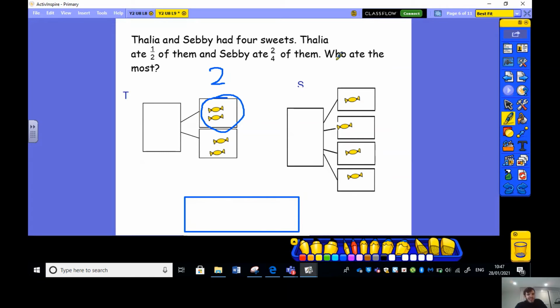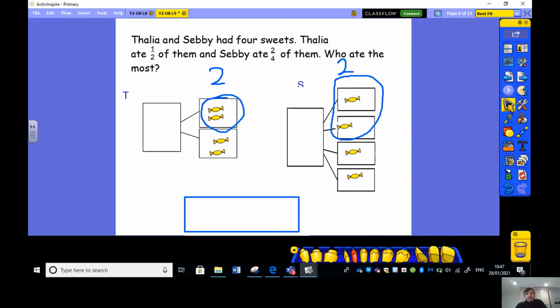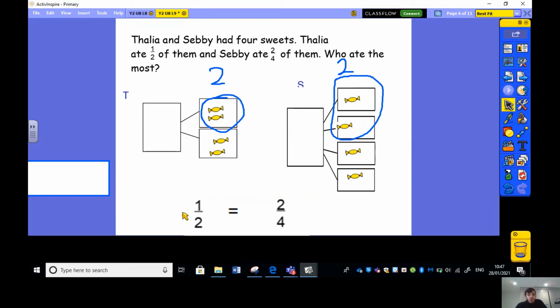But how many quarters did Sebi eat? Did he eat 1 quarter? Well done, everyone. No, he ate 2 quarters. So what is 2 quarters equal to? 1, 2. Sebi also ate 2 sweets. 1/2 of 4 and 2 quarters of 4 gives you the same answer of 2. Why? Because 1/2 is equal to 2 quarters.